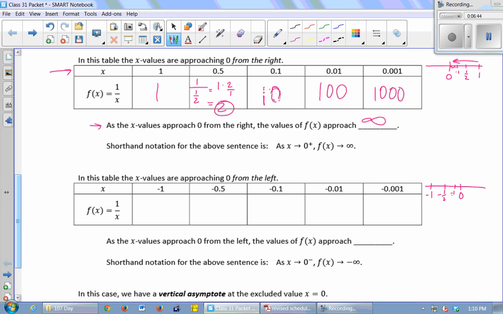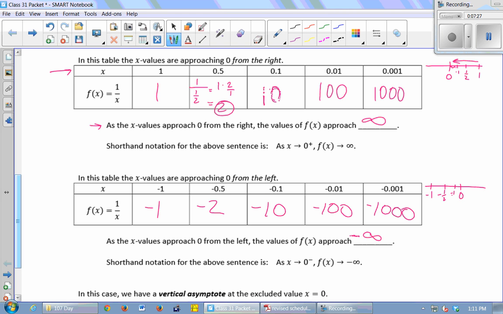So if x is -1, what is 1 over x? 1 over -1 would be -1. What is 1 divided by -1/2? -2. 1 divided by -0.1? -10. -100. -1,000. So in this case, as the x values approach 0 from the left, so as these x values are getting smaller and smaller, getting closer and closer to 0, what is happening to the values of f of x? They are approaching -infinity.